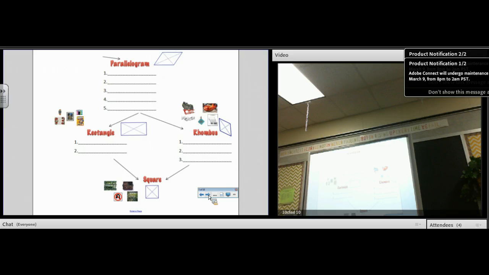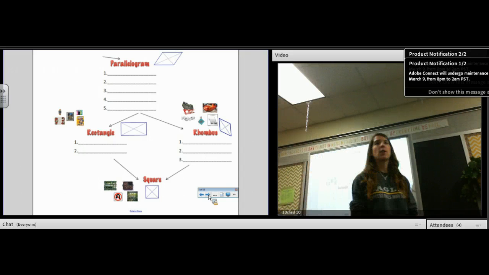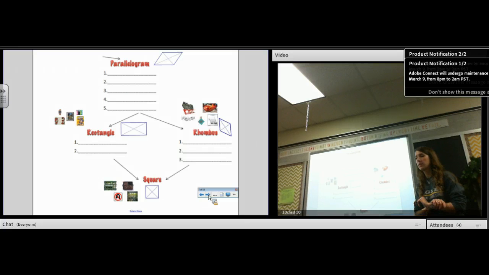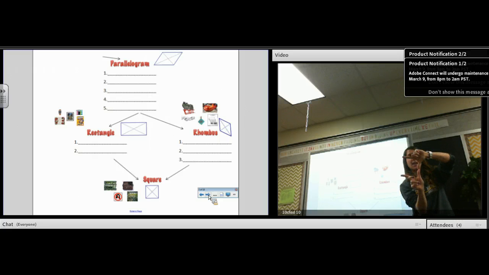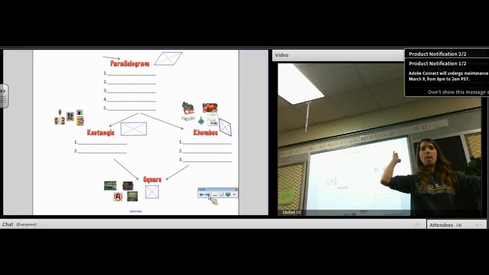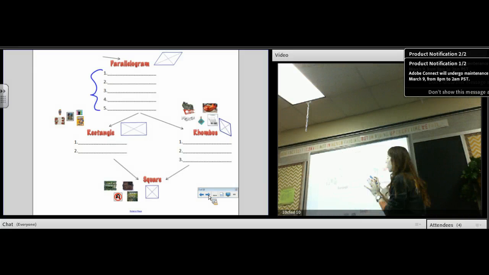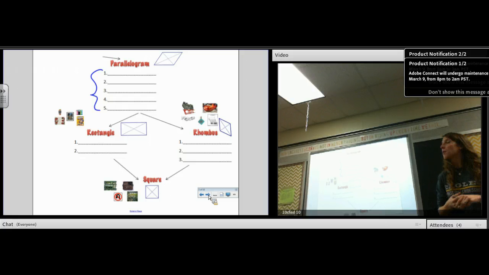Okay, so let's do the properties of a parallelogram first with our hand signals. Ready? Property number 1 of a parallelogram: opposite sides are parallel. Property number 2: opposite sides are congruent. Property 3: opposite angles are congruent. Property 4: consecutive angles are supplementary. And property 5: diagonals bisect each other. Very good. So you should have already memorized these 5. You probably haven't memorized the other 5 yet, but you're going to work on that.